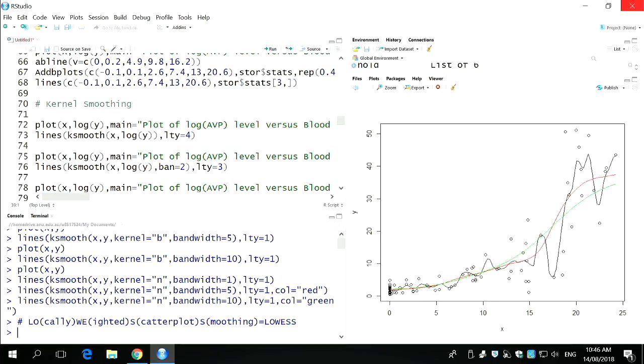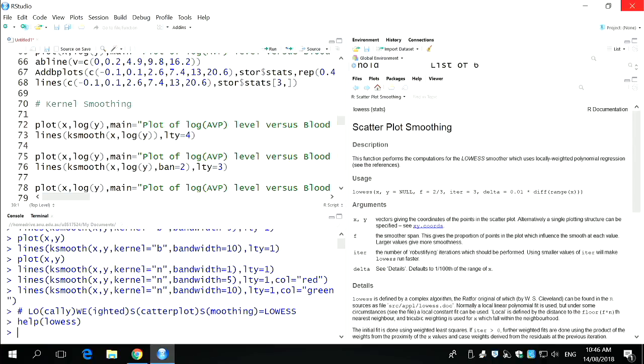Okay, how does LOWESS work? So the command in R is lowess, L-O-W-E-S-S, okay? So what do we do? We do what we always do when we don't know how something works. We ask for help. Lowess, scatterplot smoothing, locally weighted polynomial regression. Okay, so what's it doing?